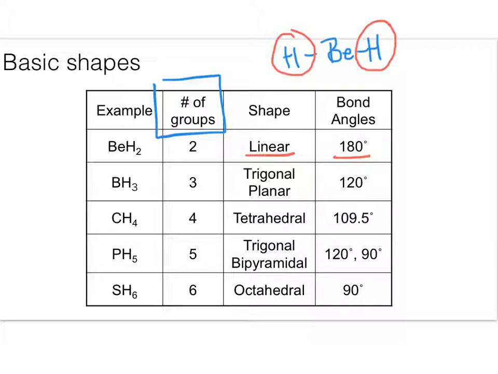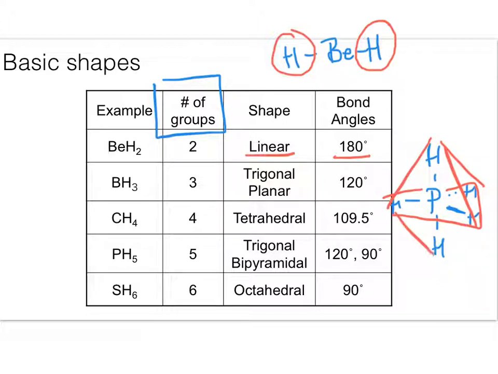If we get to something like PH5, it is going to have 5 groups attached to it. To maximize the distance between those 5 groups gives us an arrangement where we have both 120 degrees and 90 degrees. And this is our trigonal bipyramidal structure. So these are examples that give us the number of groups, the shape, and the bond angle.